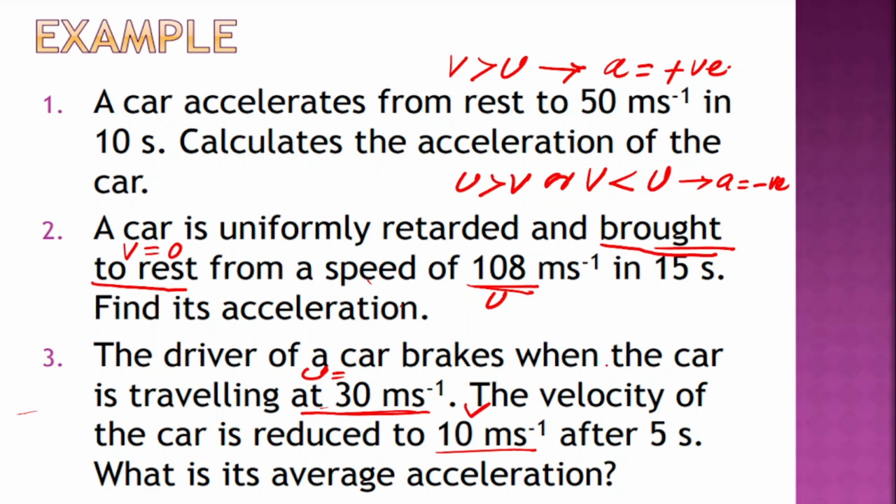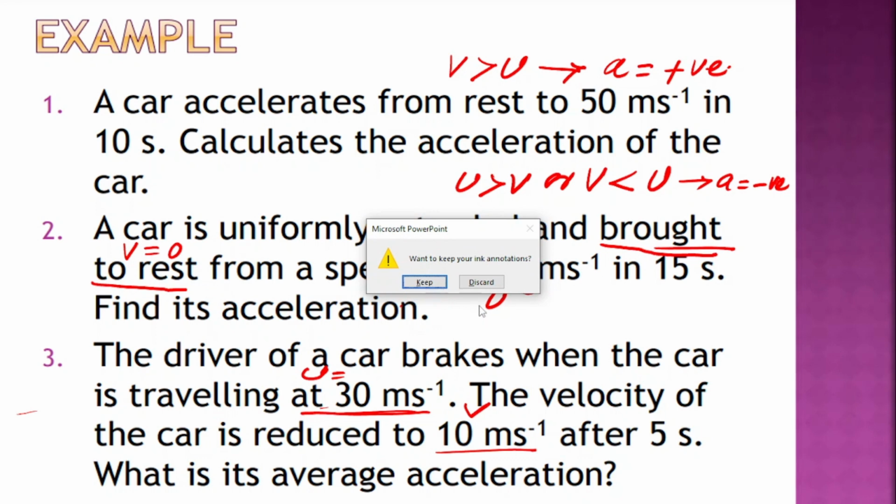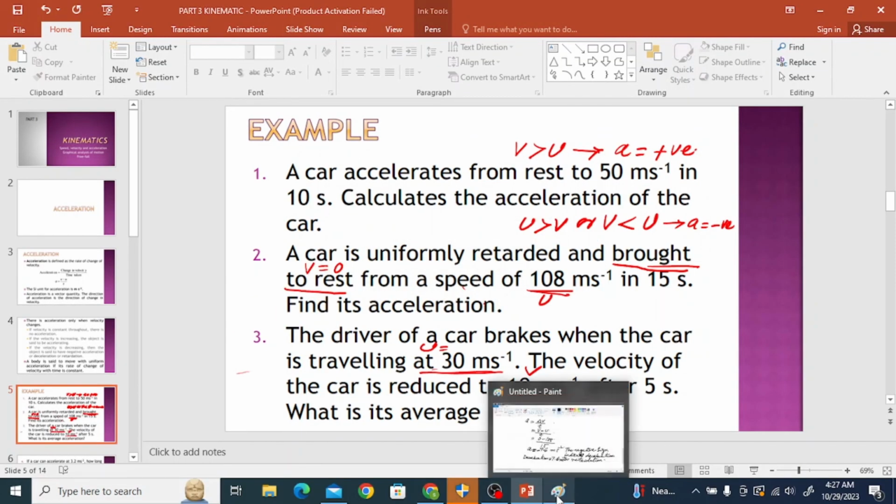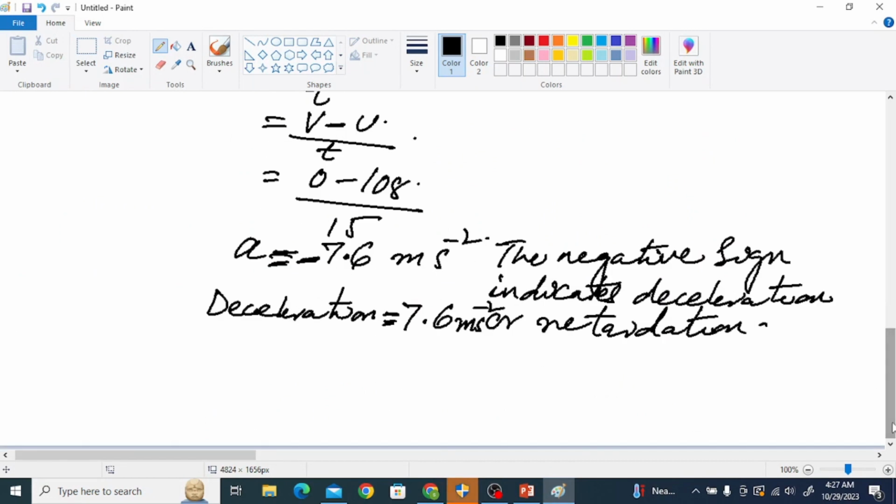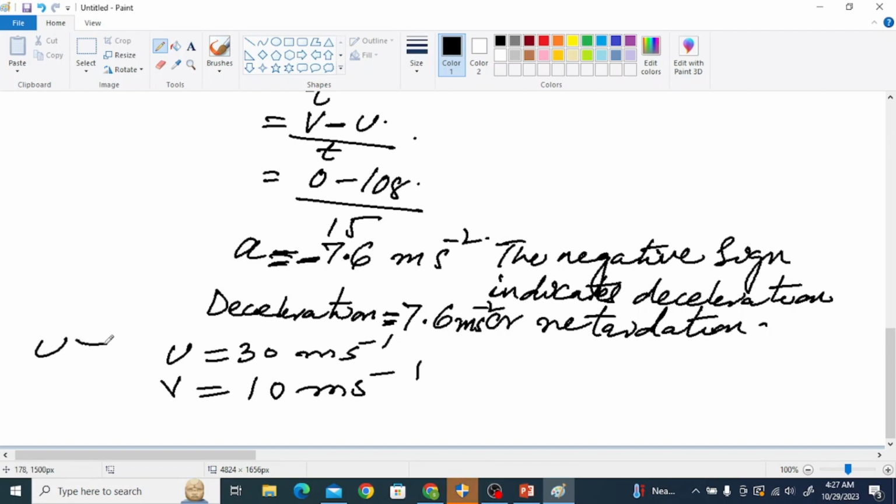So what is the initial velocity? This is 30 meter per second, the final velocity is 10, and the time taken for this is 5 seconds. So for this question, we have been given the initial velocity u as 30 meter per second and the final velocity v as 10 meter per second. It's a non-zero value, but still, because u is greater than v, whenever u is greater than v, it means that the acceleration will be with a minus sign, and it is a case of deceleration.